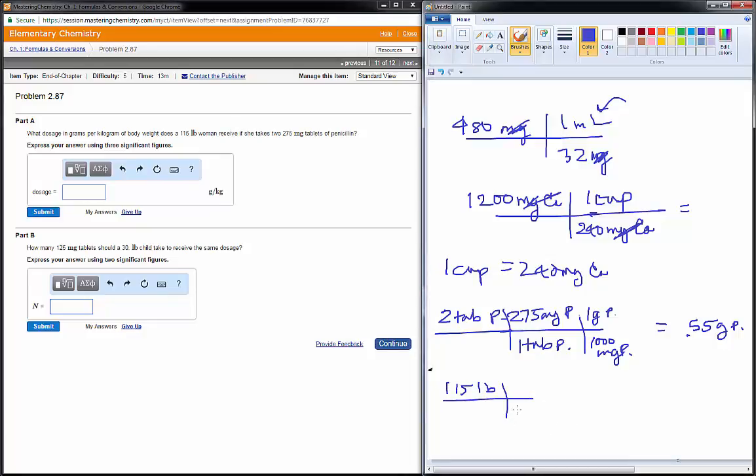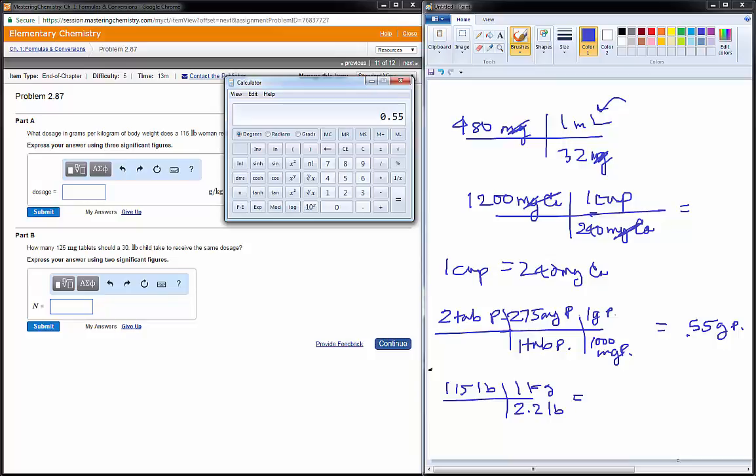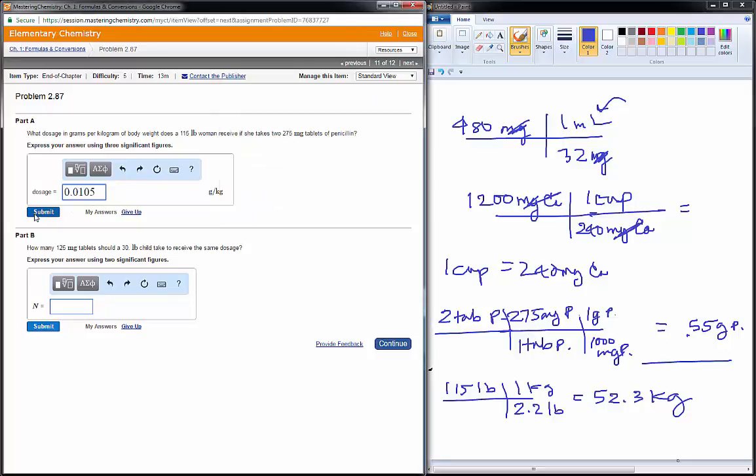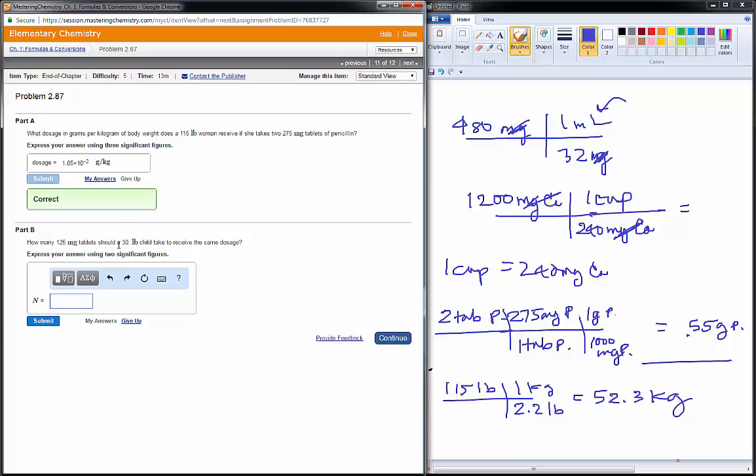And remembering that there are 2.2 pounds in 1 kilogram gives us 52.3 kilogram woman. And now if I divide this by that, I get grams per kilogram, which is what they wanted. So 0.55 divided by 52.3 gives me a dose of 0.0105 grams per kilogram. Now, we want a child to receive the same dosage, not the same dosage as in, let's give her 2 tablets, each having 275 milligrams.